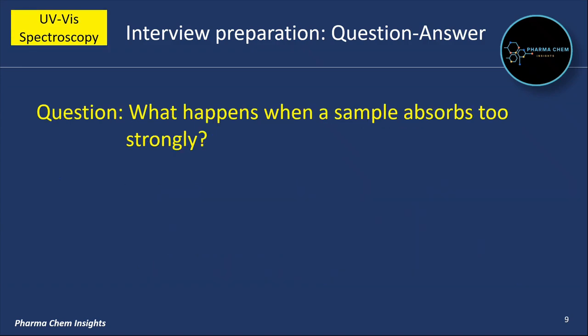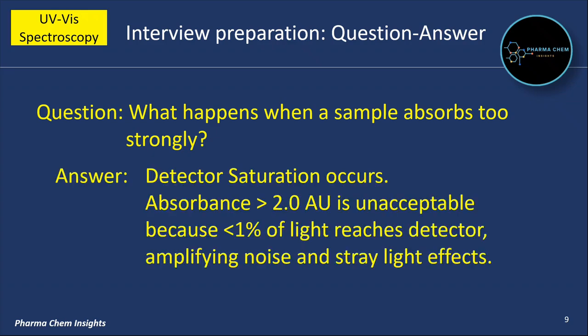Next question, what happens when a sample absorbs too strongly? So answer is, detector saturation occurs when a sample absorbs too strongly. Absorbance greater than 2.0 absorption unit is unacceptable because less than 1% of light reaches detector. That amplifies the noise and stray light effects.